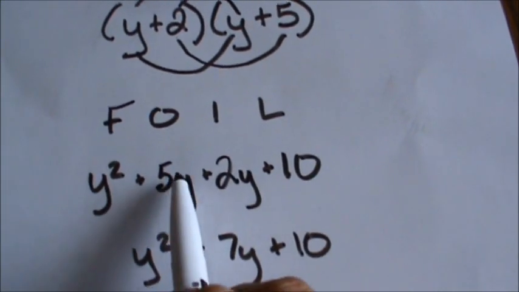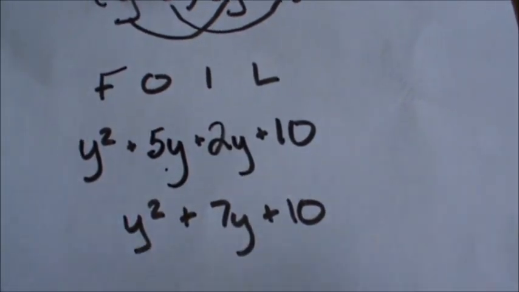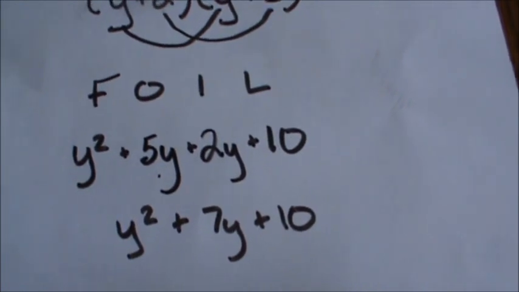Now notice these are the same 4 terms we get in the box when we did it last time, but it's just a little quicker. Write it all out this way, combine your like terms this way.